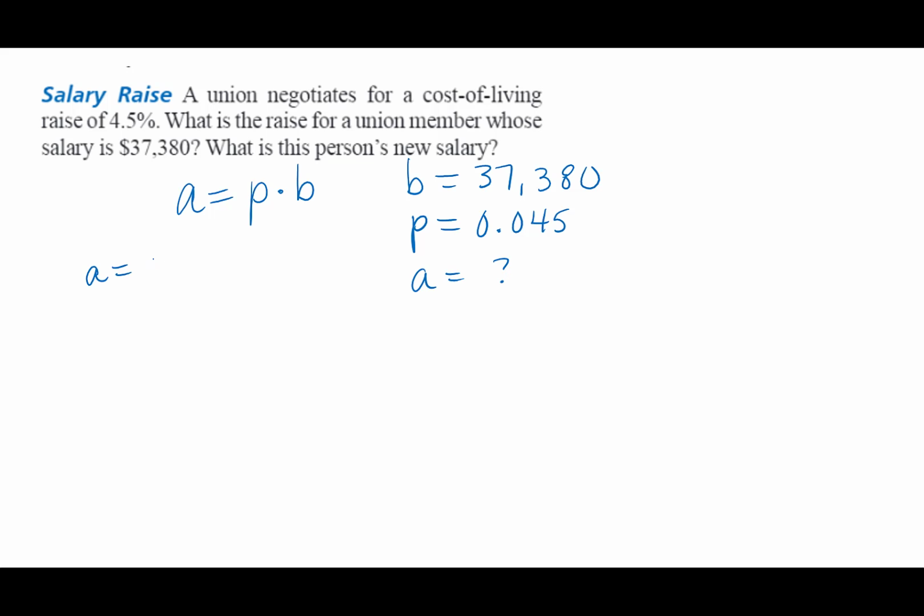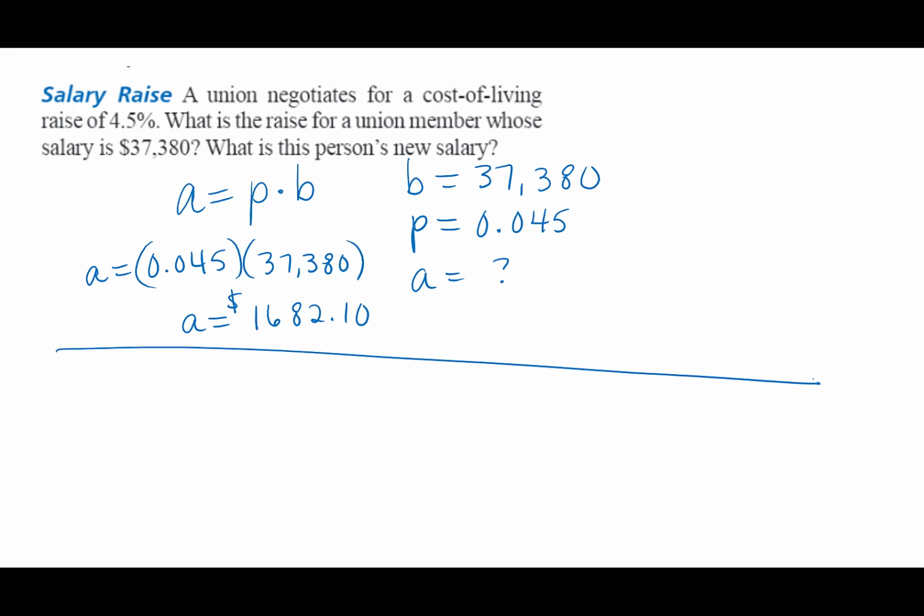So now we'll just plug in these values. A equals 0.045 times 37,380. A equals 1,682.1. But let's go ahead and put a 0 because this is talking about money. So the actual amount of the raise is $1,682.10.